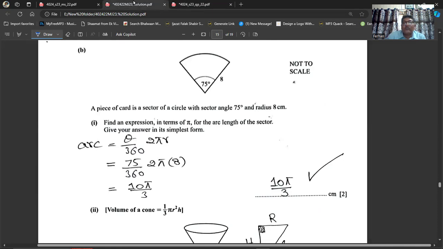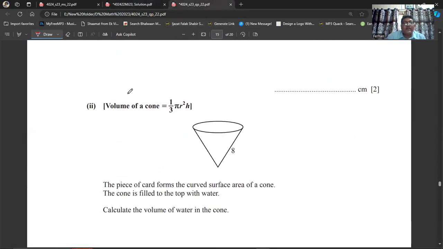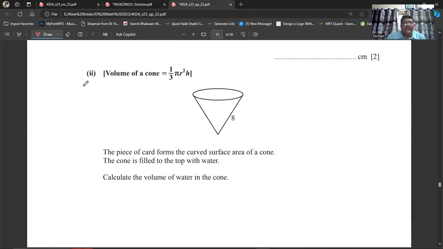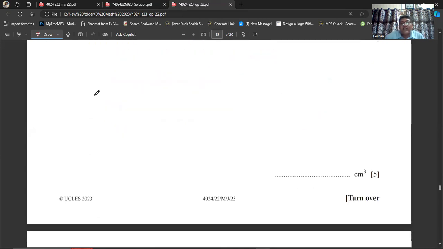This is how you do question number 8B, first part. So this is my solution. Here we have, he says, the piece of the card forms the curved surface area of a cone. The cone is filled to the top with the water. Calculate the volume of the water in the cone.